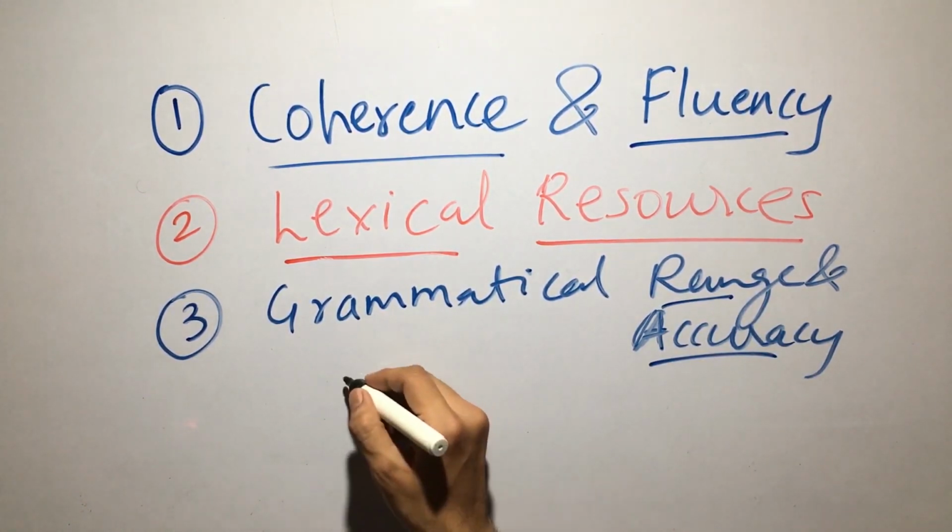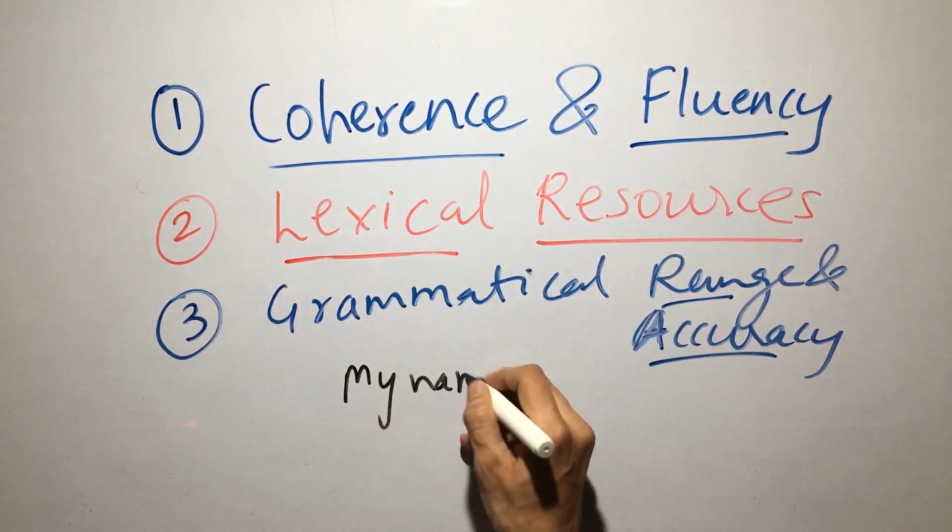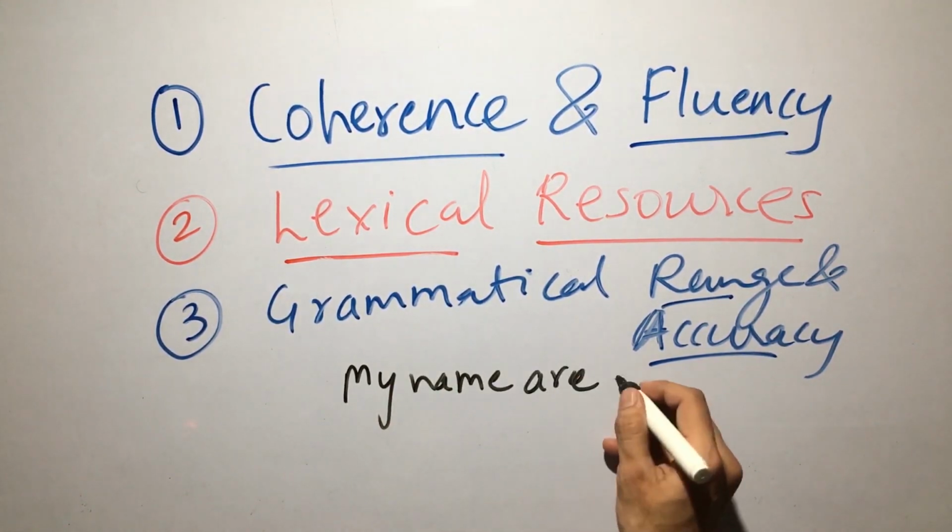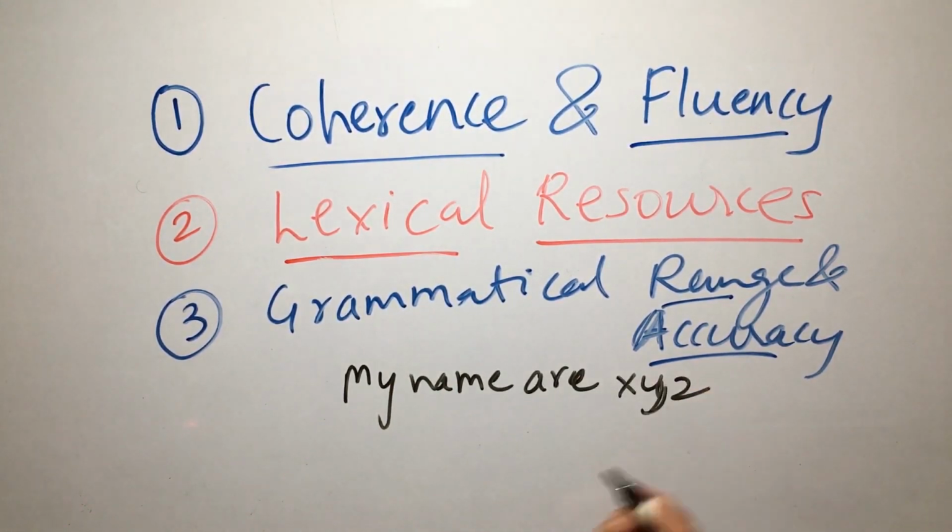Think about it. When I say "my name are XYZ," it's incorrect because we know it should be "is" here. So this is accuracy. You used incorrect grammar. Now think about the range we have.